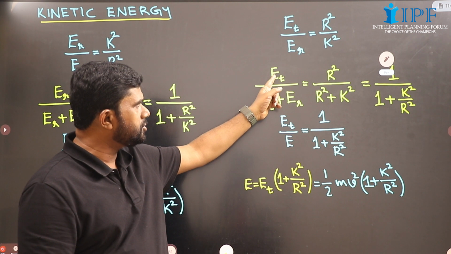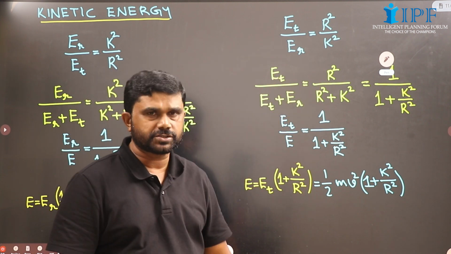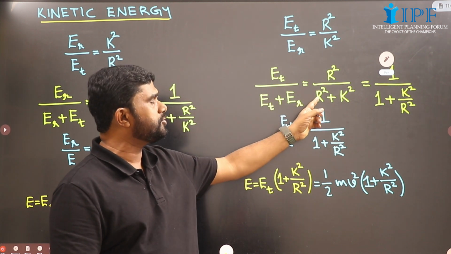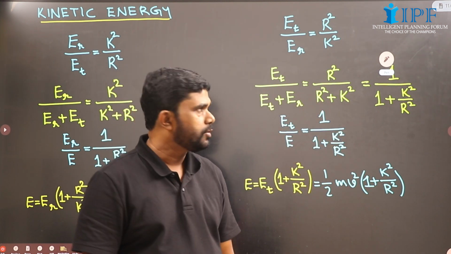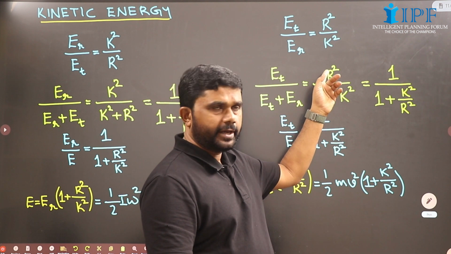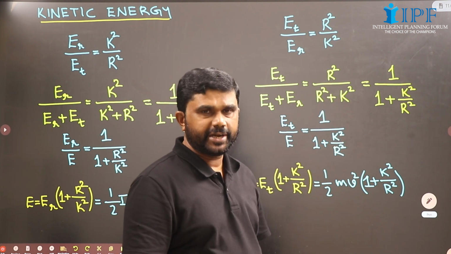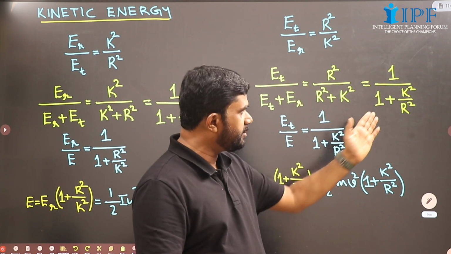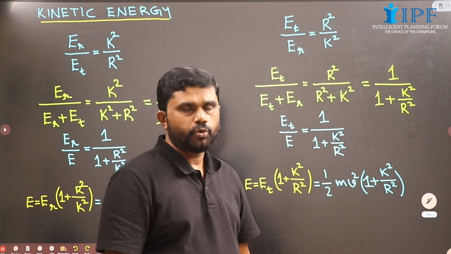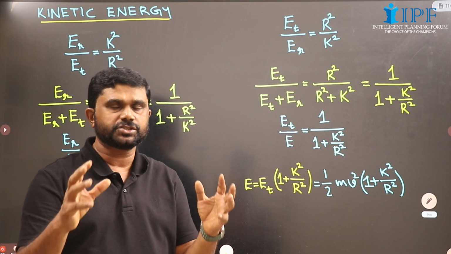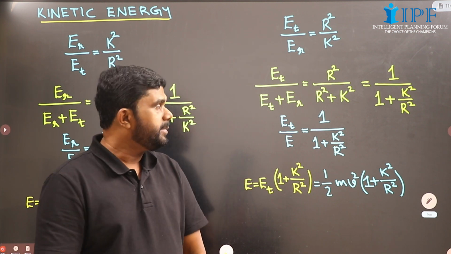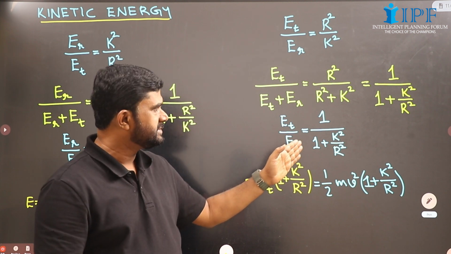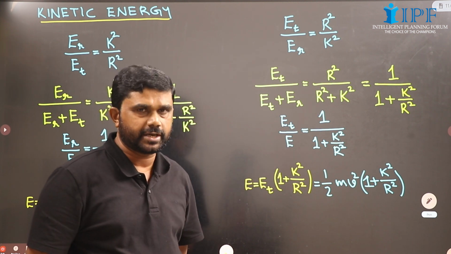Corresponding to translational you can write R square, and corresponding to translational plus rotational you can write R square plus K square. Now take this R square from the numerator to the denominator, so it will be R square plus K square whole by R square, so it will be 1 plus K square by R square. So what fraction of the total energy is due to translational? Means ET by total, without suffix here, that is 1 divided by 1 plus K square by R square.